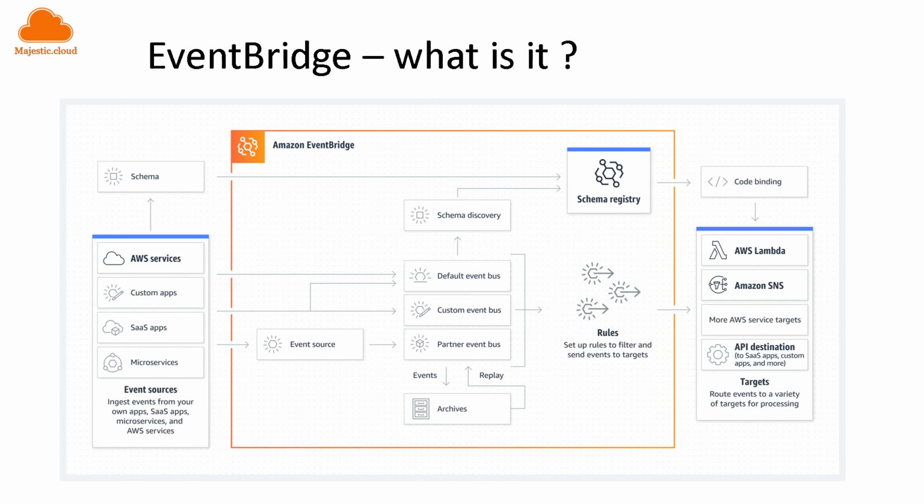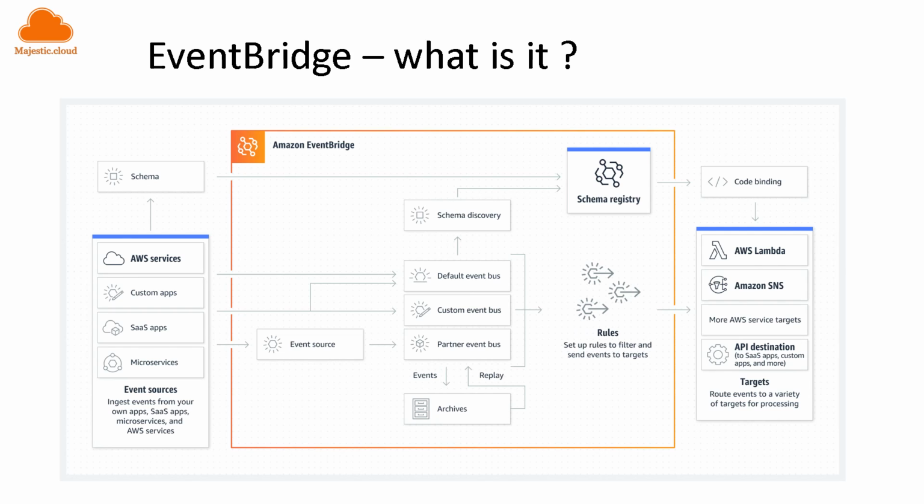So the basic idea is that these events will flow into an event bus from where different targets can pick them up and do something with them. You can have many different event buses. You have a default event bus, and then you can create custom event buses for your applications. And you also have a partner event bus for third-party software as a service applications.